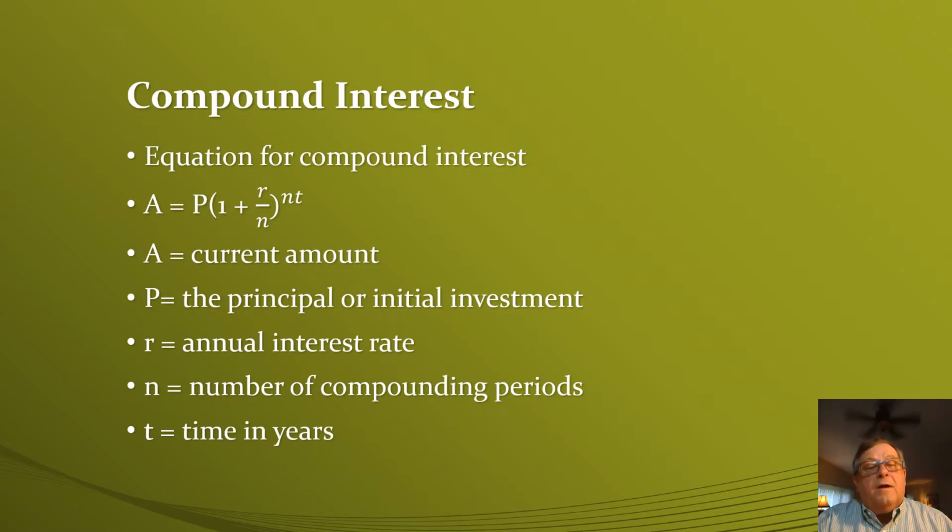So you can see from this formula, if we're trying to find the current amount of an investment that had an original amount, an initial investment of P, we take 1 plus the rate in decimal divided by the compounding periods. If it's monthly, that would be 12. If it's quarterly, it would be 4. If it's daily, it'd be 365. And then raise that to the power of N, the number of compounding periods, times time in years. So there's our formula. A equals P times 1 plus R over N raised to the power of NT. Now let's look here at a specific problem.